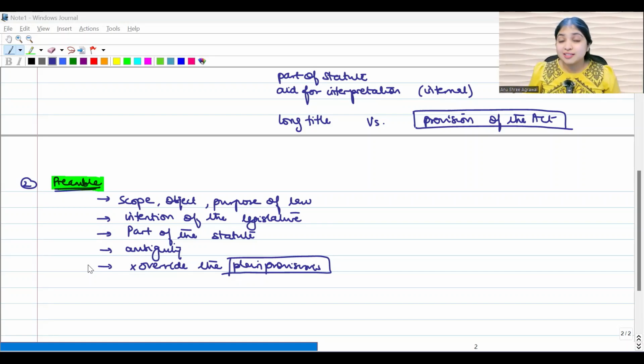and check. You're understanding. So when you're reading the law, if we get stuck, if we need any help, if we need to understand the meaning of any word, we can come to the preamble. It may be of help. Okay, guys. So this was your second internal aid, which is preamble.